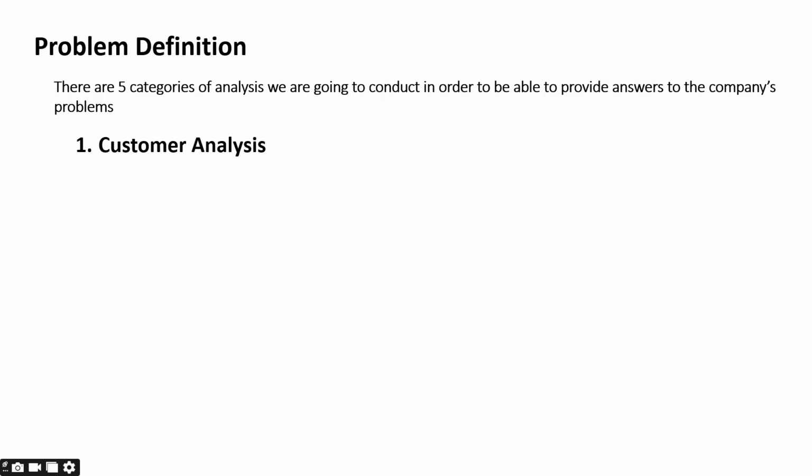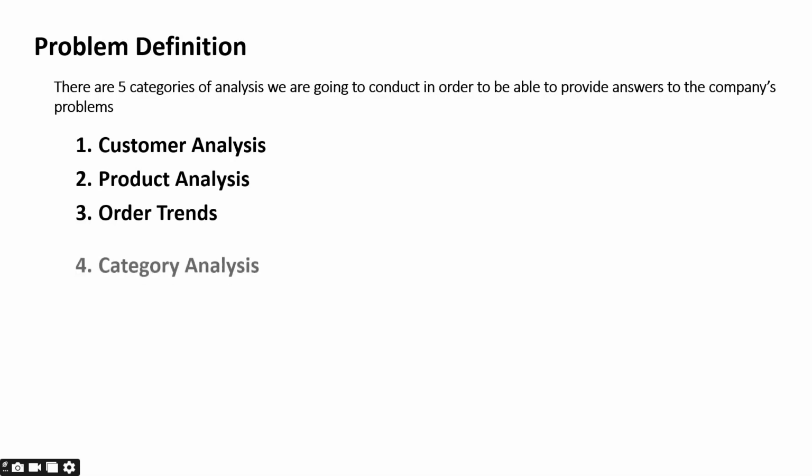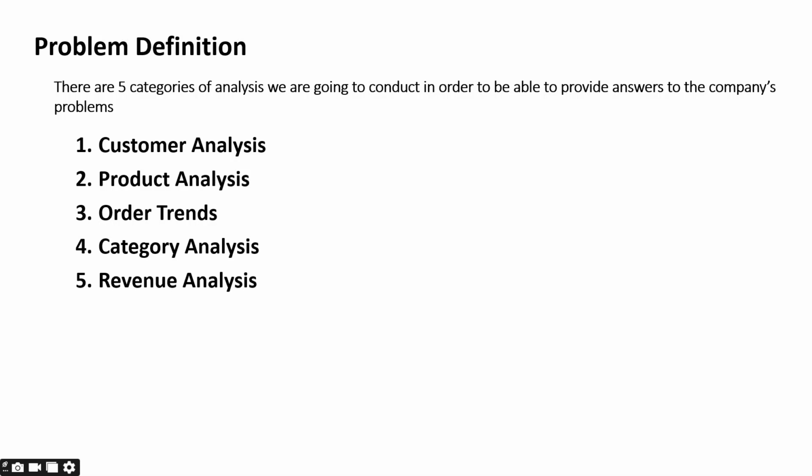split it into 5 categories. 1, we are going to conduct a customer analysis. We'll also conduct product analysis. We are going to do order trends analysis. We are going to do category analysis. And we are going to do revenue analysis.